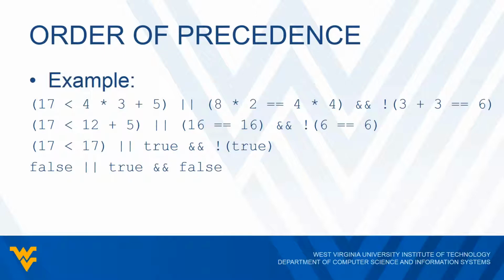So now we get false or true and false. We have the OR operator and we have the AND operator. Remember, the AND is going to be evaluated before the OR. So that means we evaluate this part right here, because remember, AND comes before OR. True and false is going to be false. So now we get false or false, and since both of these are false, this whole thing evaluates to false.